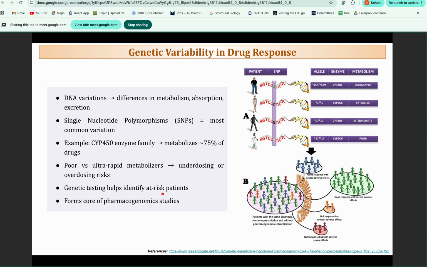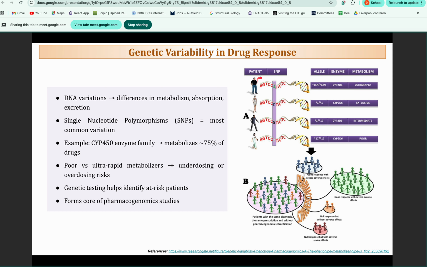Genetic testing helps to identify at risk patients, and it also forms the core of pharmacogenomic studies. So this also means the same: pharmaco means when we are talking about drugs and how they behave, and genomics means how these drugs are linked to the genetic makeup of the patient.